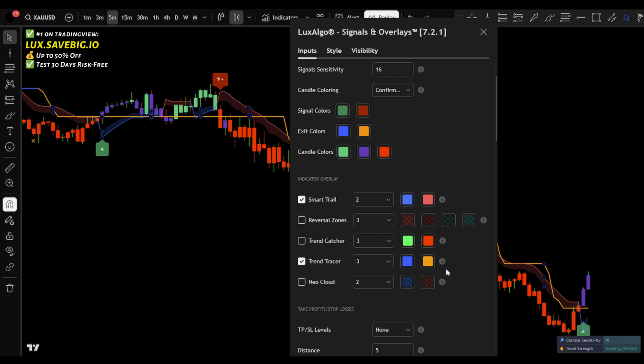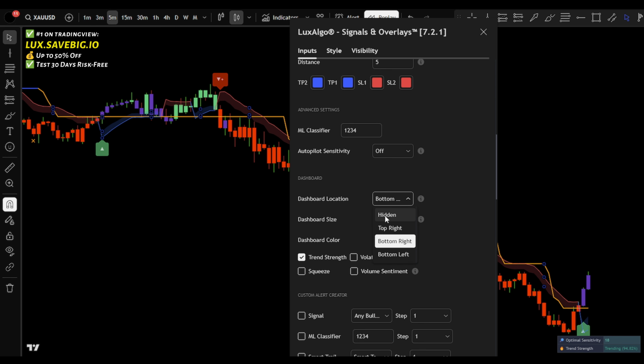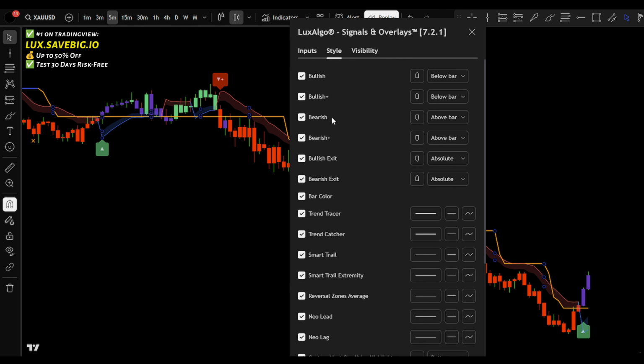Next, navigate to the dashboard settings. Here we want to disable the dashboard by setting its location to hidden. Finally, go to the Style tab and uncheck both the bullish and bearish exit signals. Once that's done, click OK.